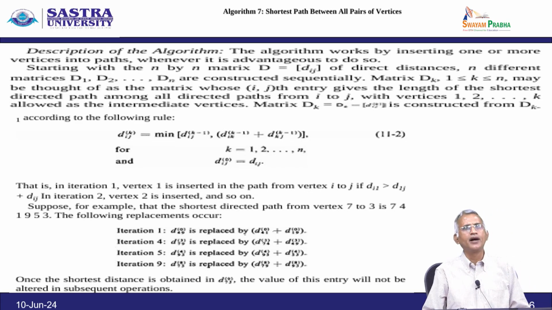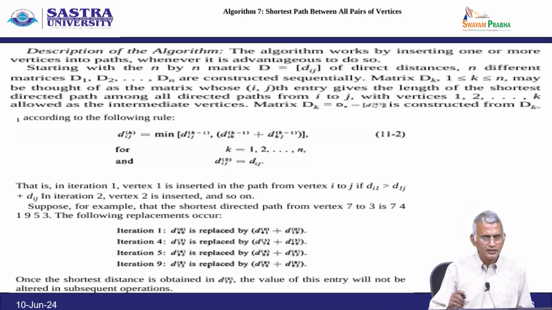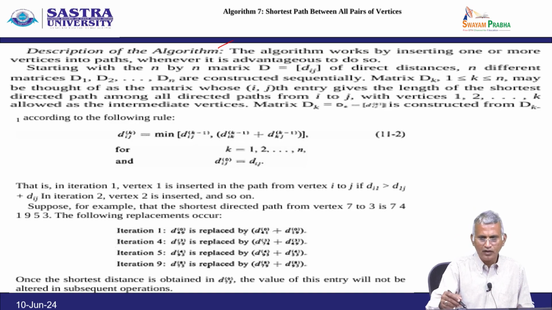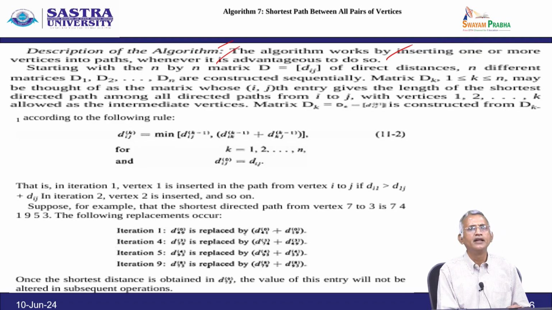Next, shortest path between all pairs of vertices. The algorithm works by inserting one or more vertices into a path whenever it is advantageous to do so, starting with the n cross n matrix D equal to Dij of the direct distances. There are n different matrices, D1, D2 and so on up to Dn, constructed sequentially, for k equal to 1 to n.